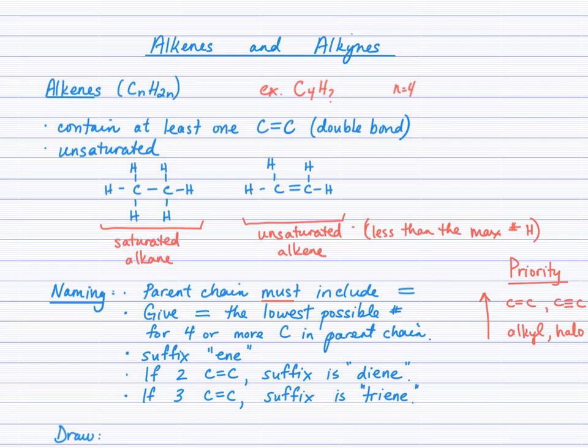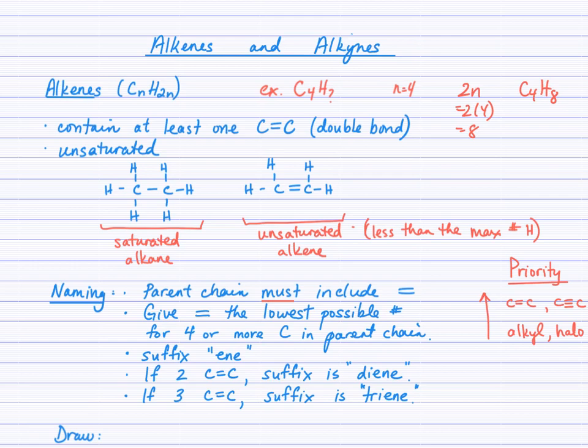You'll notice that the general formula, CnH2n, is slightly different than what we had for alkanes. And with the double bond, we lose two of the hydrogens. If we're looking at the formula C4H?, there are 4 carbons. When n equals 4, to find the number of hydrogens, 2 times n, 2 times 4. So we're expecting 8 hydrogens to be in an alkene with 4 carbons, and it would contain one double bond there.